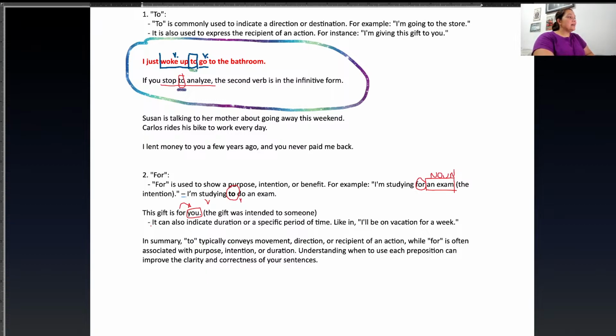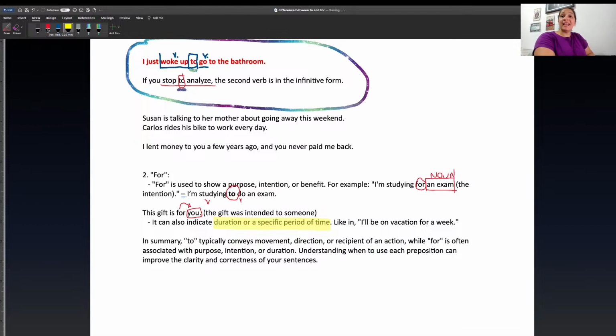Another thing, it can also indicate the duration or a specific period of time. Então, no primeiro caso, o for ele tem sentido de para. Já o duration of time, or period of time, a specific period of time, when we use for, it means por. Okay? So here is our example. I'll be on vacation for a week, meaning that I will be traveling, I'll be at home, I don't know, but it will last. The duration is a week, tá?